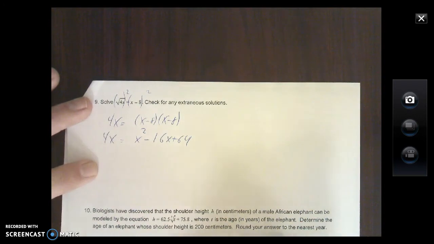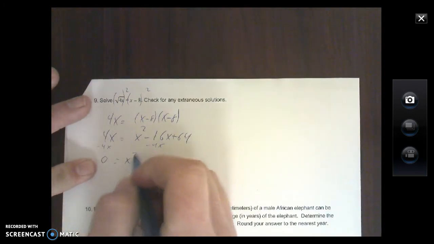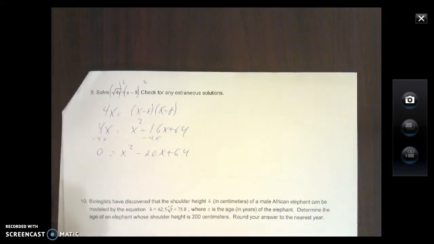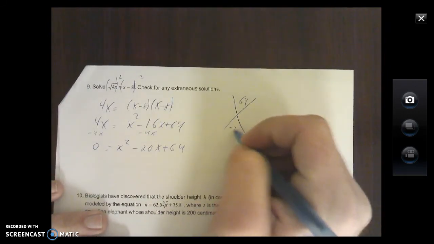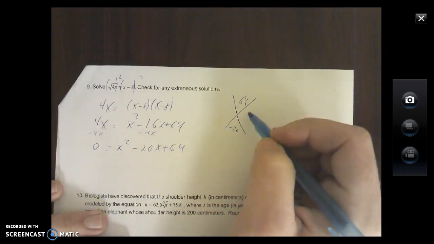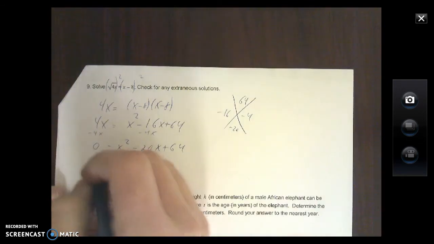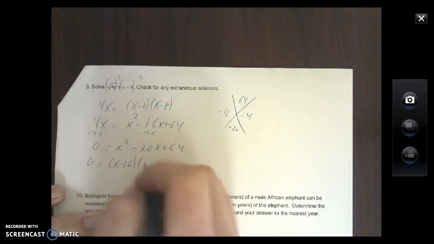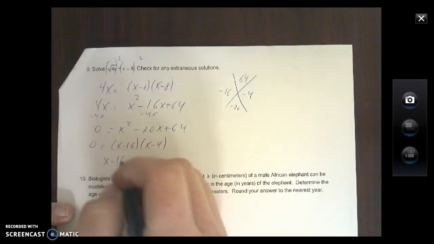I can subtract 4x over. Let's see here. I'm going to try to factor if I can. Can I think of two numbers that multiply to give me 64 but add to negative 20? Negative 16, negative 4. Winner, winner. So x minus 16, x minus 4. Set them both equal to 0.